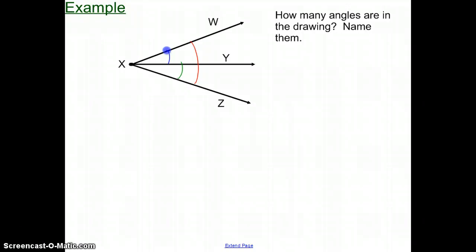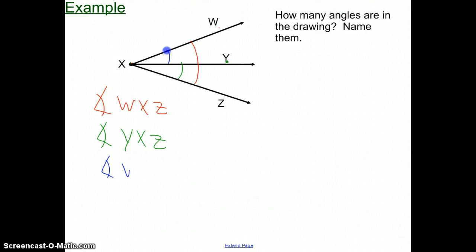To name them, again, the vertex has to be the middle letter. So angle in red, we had WXZ. In green, we had angle going from point Y around to X to Z, so YXZ. You could also name it ZXY. That order doesn't matter as long as the middle letter is the vertex. And the blue angle was angle WXY. Okay, three angles there.